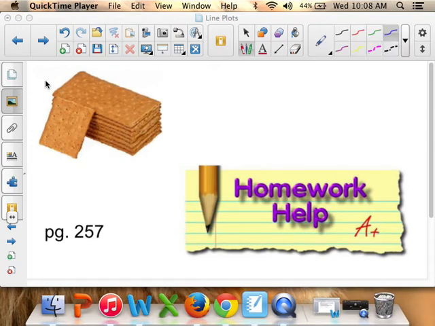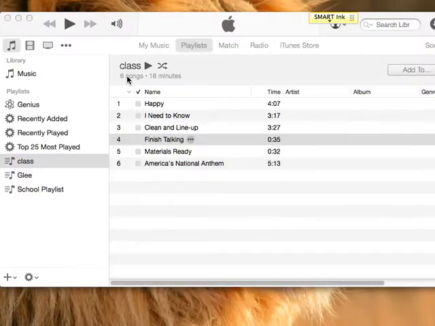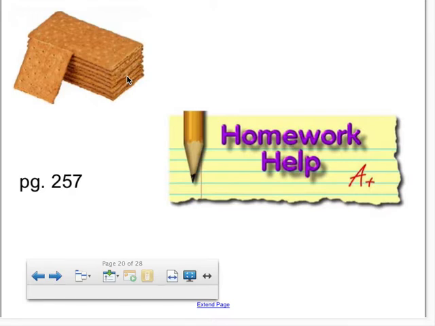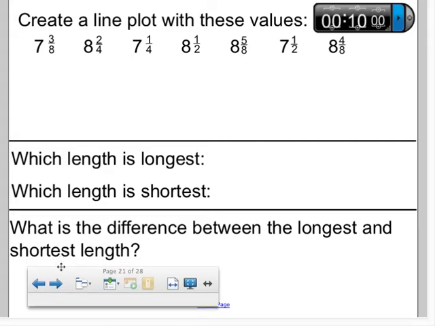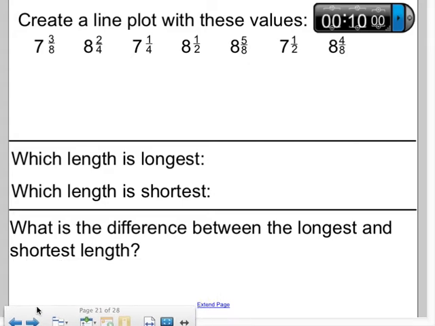Alright, here we go. It's time for some homework help. This should help you with tonight's homework. Page 257 in your math workbook. Just one page, and I'm going to put a little timer on the screen to make sure I don't yap for too long.